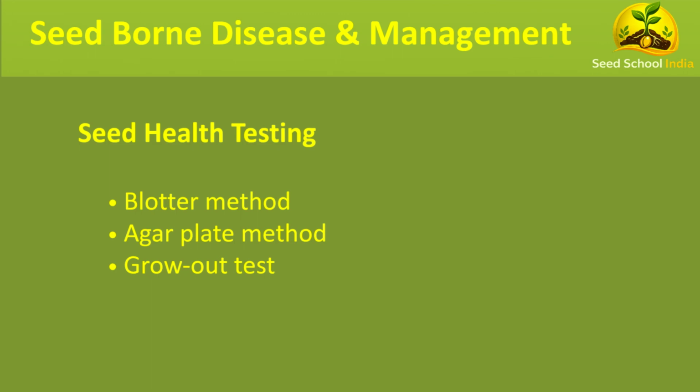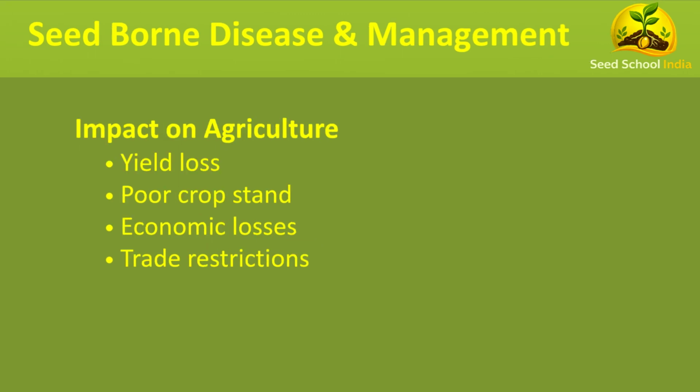Seed health testing involves methods such as the blotter method, agar plate method, and grow-out tests. These tests help in detecting pathogens and ensuring that only healthy seeds are used for planting. Seed-borne diseases have a significant impact on agriculture. They reduce crop yield, affect seed quality, and cause economic losses. They can also restrict seed trade due to strict quarantine regulations.